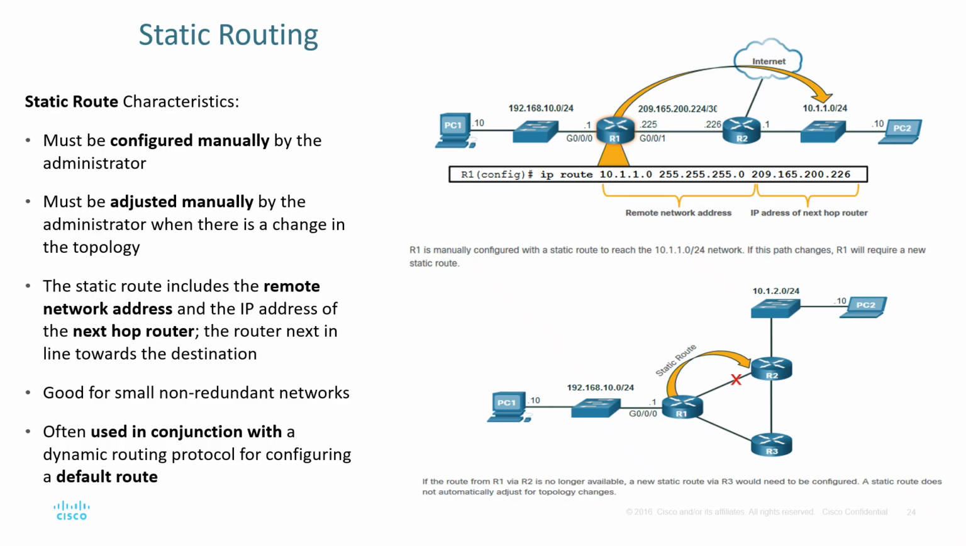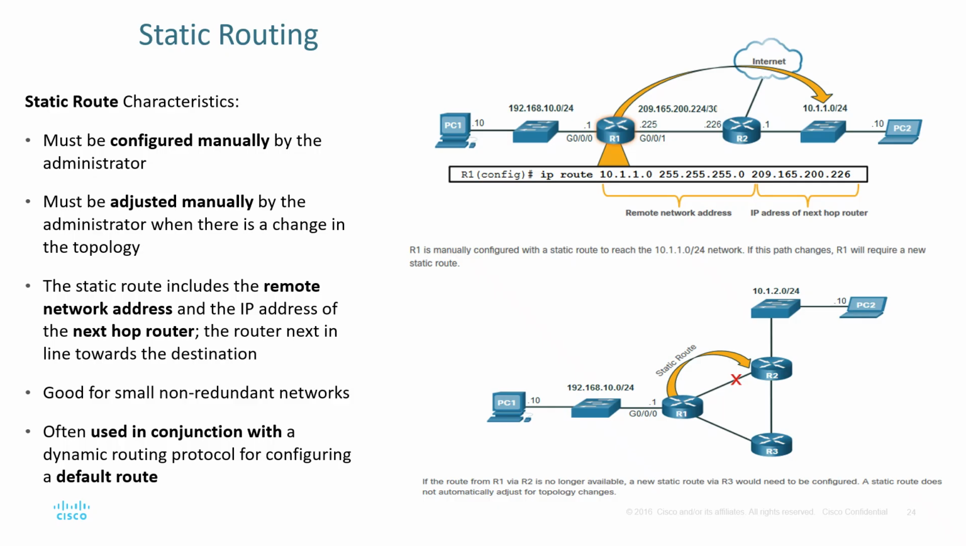So static route characteristics: it must be configured manually by the administrator, and must be adjusted manually by the administrator when there is a change. The static route includes the remote network address and the IP address of the next hop router, which is the router next in line toward the destination. Great for small non-redundant networks, often used in conjunction with a dynamic routing protocol for configuring a default route. So this is how you see it here, as I did in the last slide.